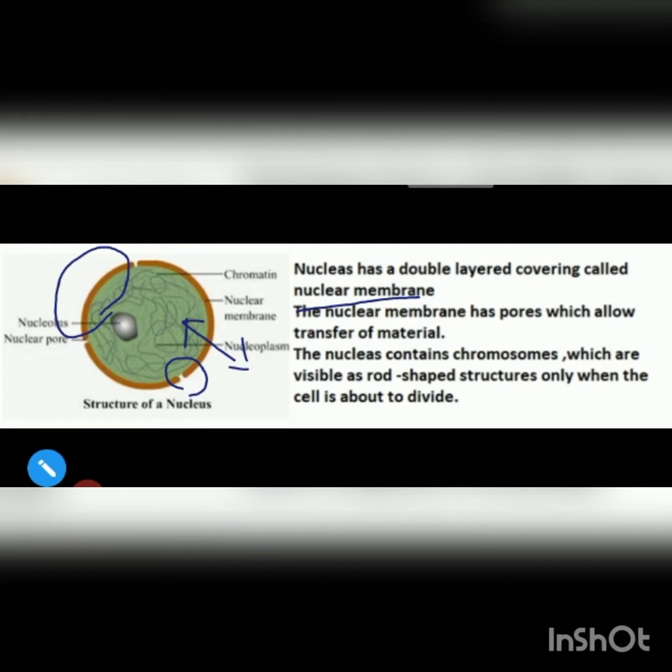The nucleus has thread-like structures called the chromatin material, and just before cell division, these chromatin materials will twist together and form rod-shaped structures called the chromosomes. Now we will study about chromosomes.